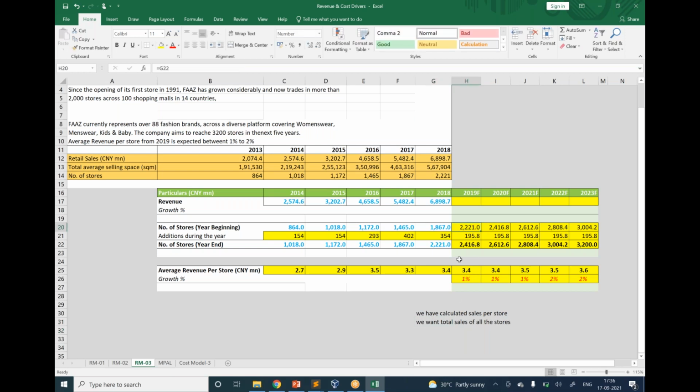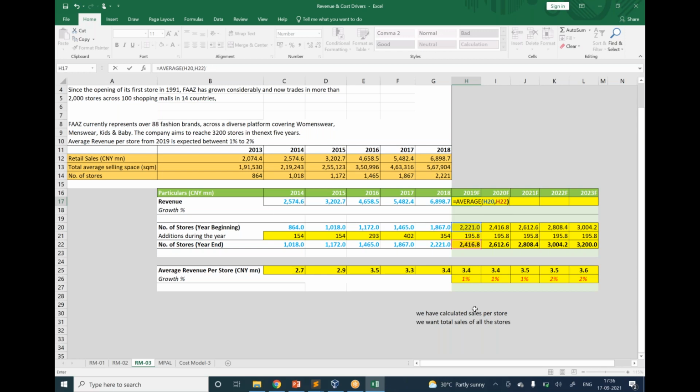In the beginning you had 2,221 stores in the year 2019. By the end of 2019 you had 2,416. Which one should I take? 2,200 or 2,400? So obviously I'll take the average: equals average of 2,221 comma 2,416, close the bracket, multiplied by what we have calculated per store. For the total number of stores we should not divide, we should multiply by 3.4.